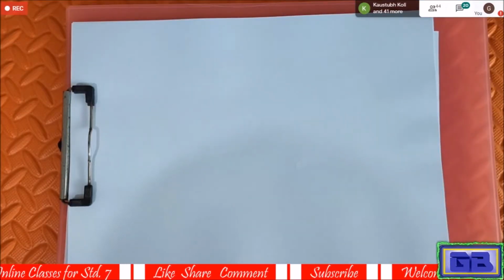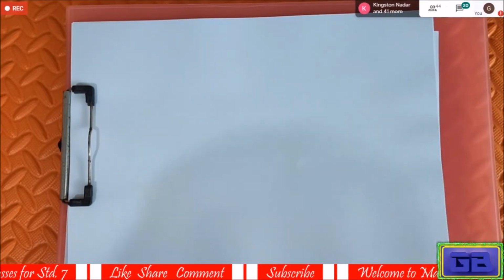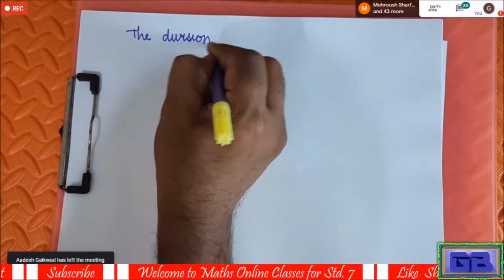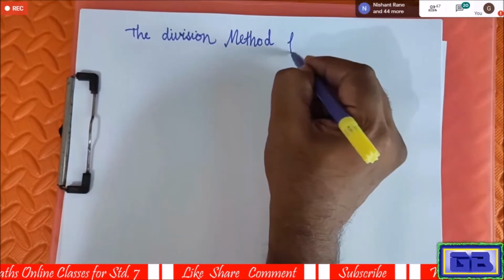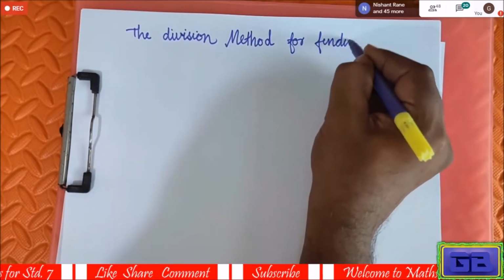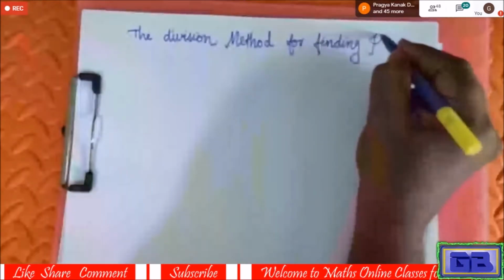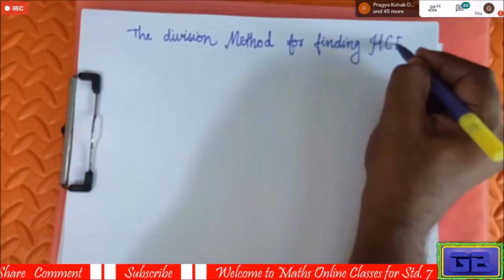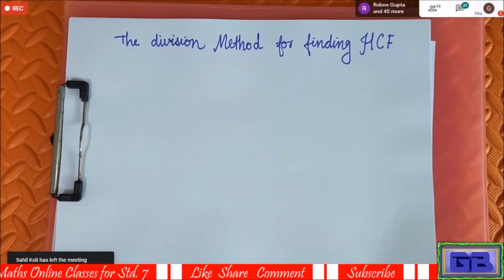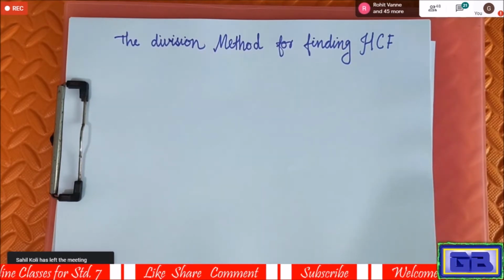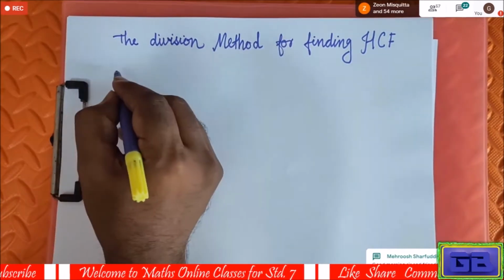The division method for finding the HCF. You can start writing this on a new page. Write the first example.